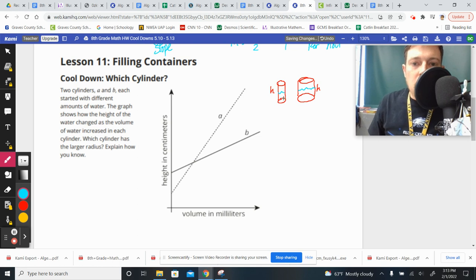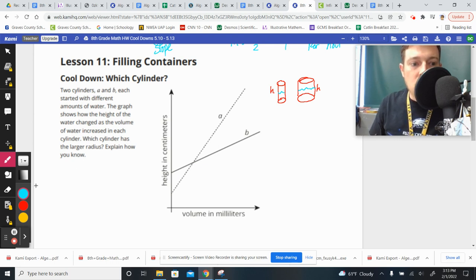Is it going to take more water to get to that height for this cylinder or for this cylinder? It's going to take more water for this wider cylinder, because as you add water, there's more space for it to fill up. So it's not going to rise in height as quickly as you add the same amount of volume as it does over here. Narrower cylinders, as you pour water into them, are going to shoot up in height faster.